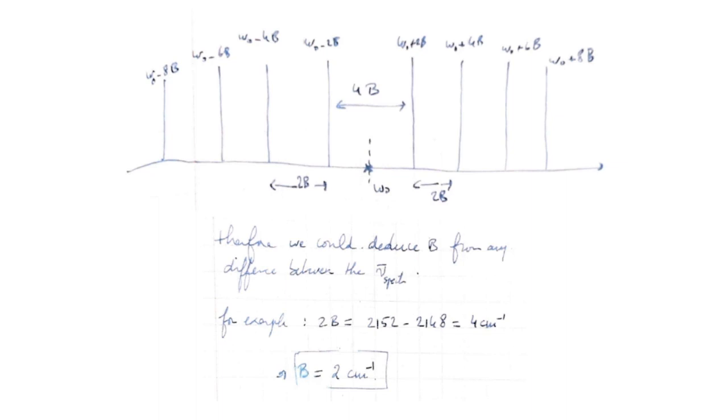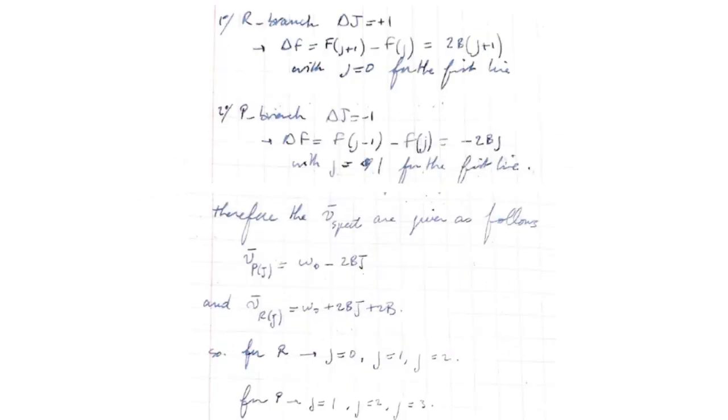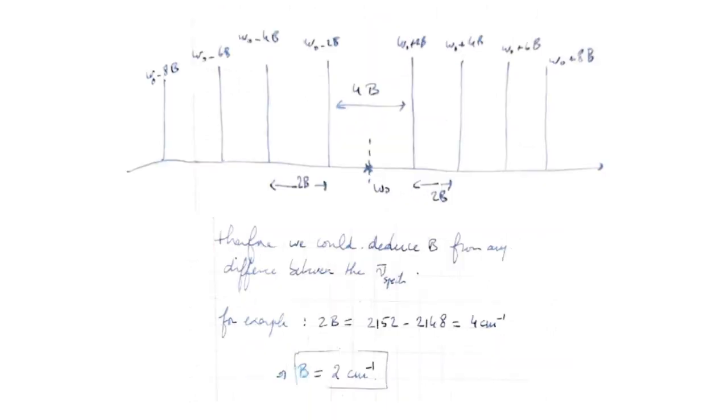Now if I draw it again, we can easily see that the difference between two consecutive lines on the rich branch is equal to 2b. Same thing for the poor branch, and you can just get this by taking j plus 1, so you make nu bar p j plus 1 minus nu bar p j. It's the same thing for r, so you make the difference and it's 2b. While the difference between the first line in the poor band and the first line in the rich band is 4b.